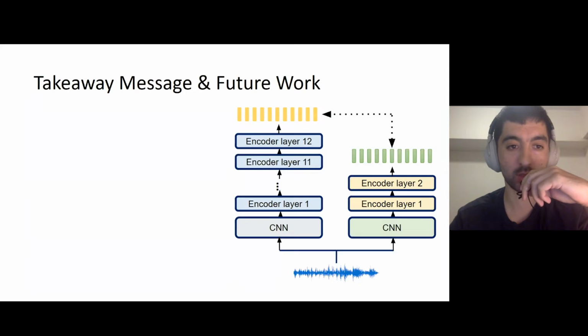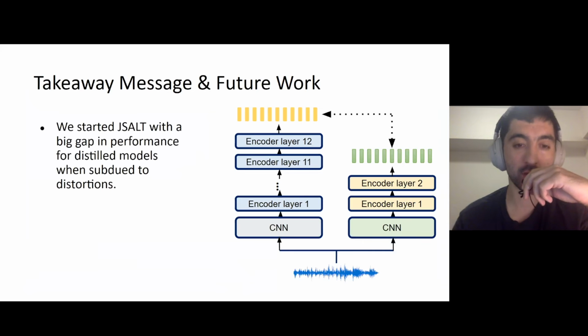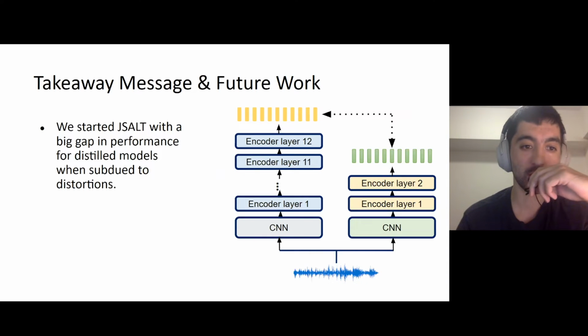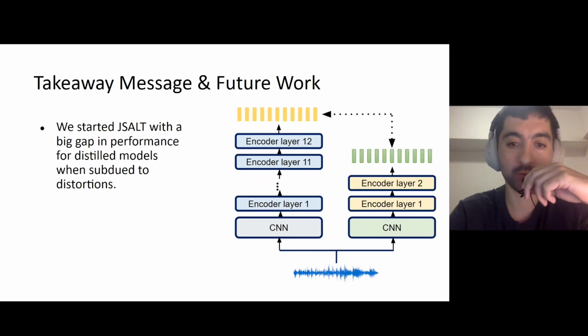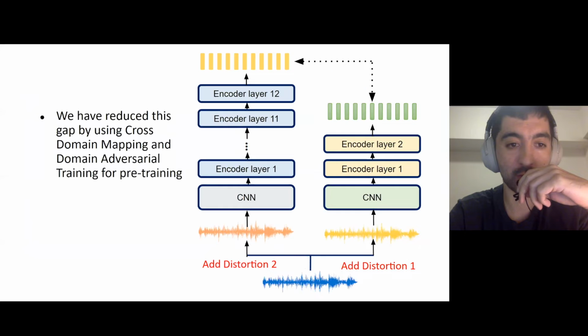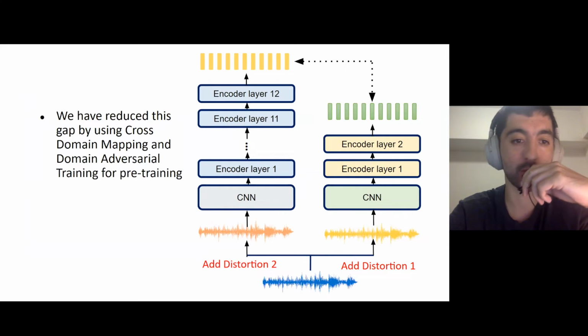As a takeaway message, we started this workshop with a big gap in performance between distinct models when they are subjected to different distortions. And we have happily finished this workshop having reduced the gap between these models, thanks to using cross-distortion mapping and domain adversarial training.